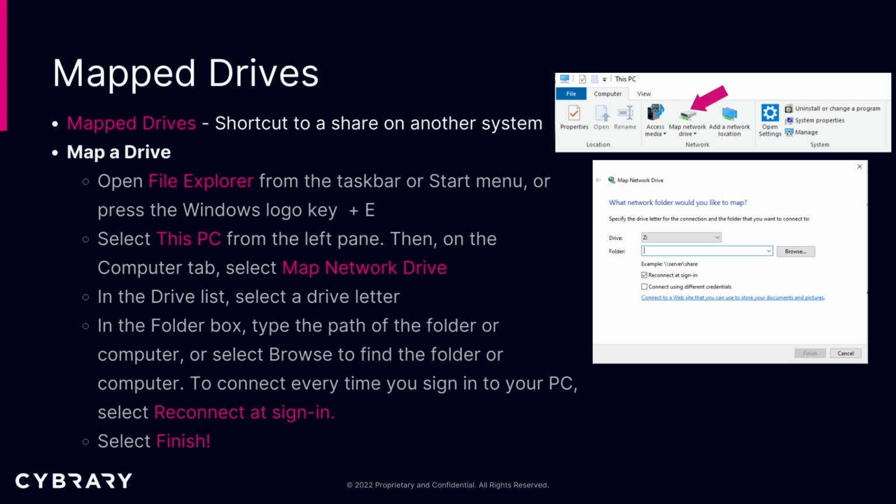Make sure that you hit Reconnect at sign-in. And also, if that system is controlled by credentials other than your own, you want to hit Connect using different credentials. And you can put in whatever credentials were issued to that workstation that you need to access it. Okay, so from there, you hit Finish, and now you've mapped a network drive. Whenever you reboot your computer, that drive will connect automatically.